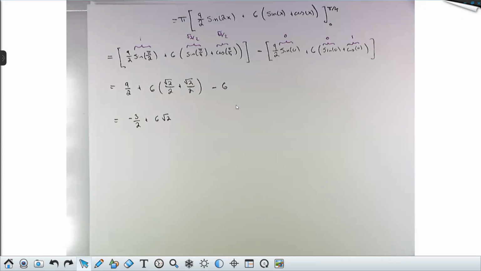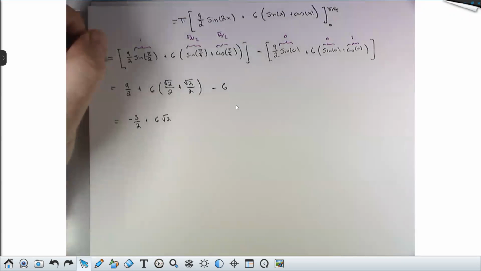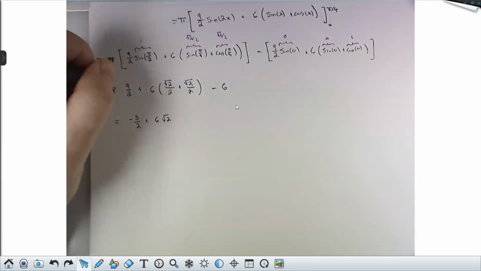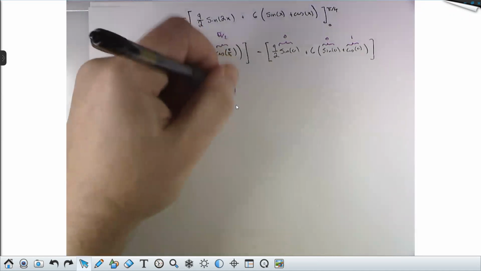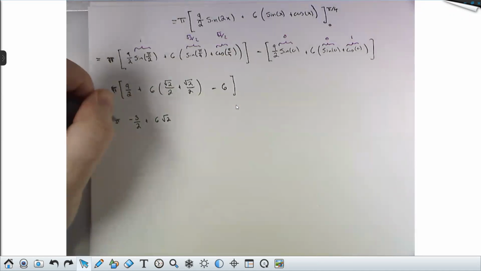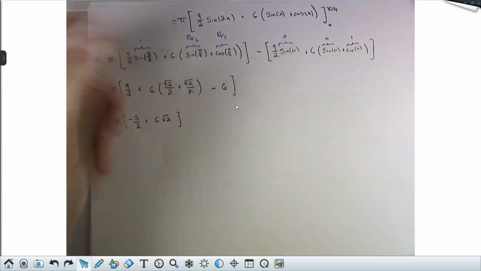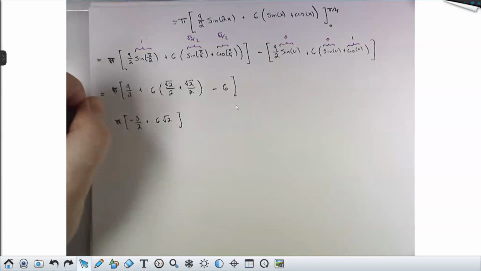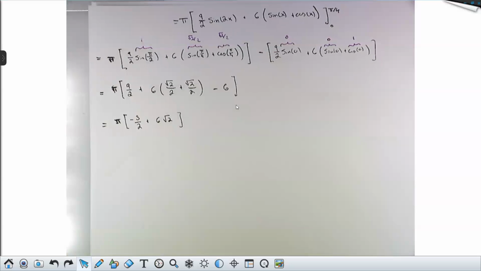I think you left out the constant of pi since the second step. Yes, thank you. What are you talking about? It's right here. You're absolutely right. Yeah, we have a factor of pi that I forgot to carry from that previous step. So pi times negative 3/2 plus 6 root 2.